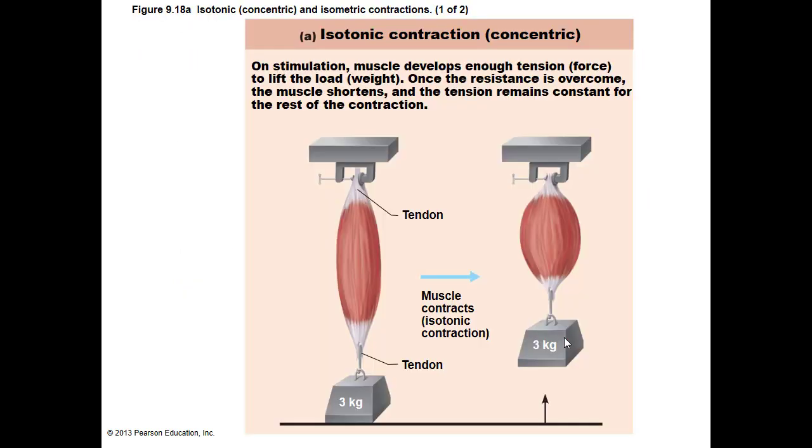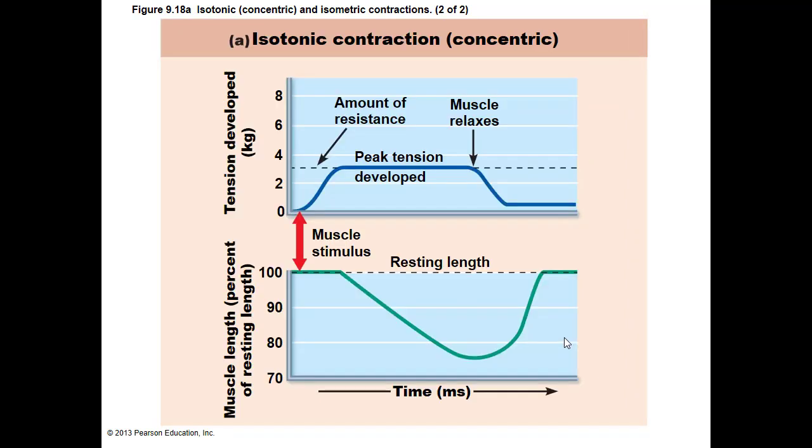This is showing isotonic concentric. We're going to shorten the muscle. Same tension. The tension on the tendon, I'm still lifting the same exact weight, but the muscle can shorten. This is showing isotonic contraction. Again, it's the same tension right there, but the length can shorten.